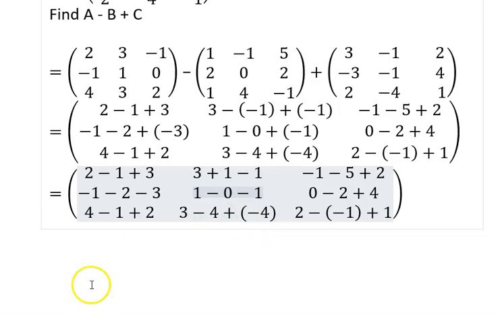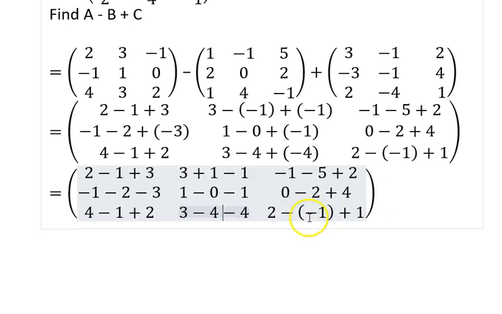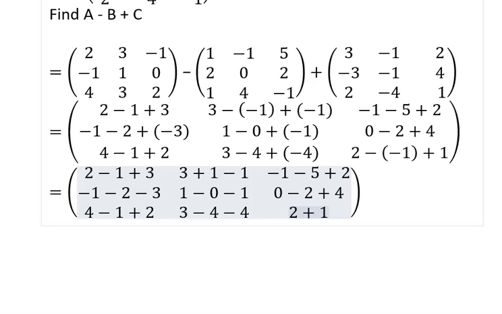Then here we have minus times plus to give us minus. Beautiful. And lastly, for those that have brackets, minus times minus here will give us what? Plus. So we have plus 1 here. Beautiful.